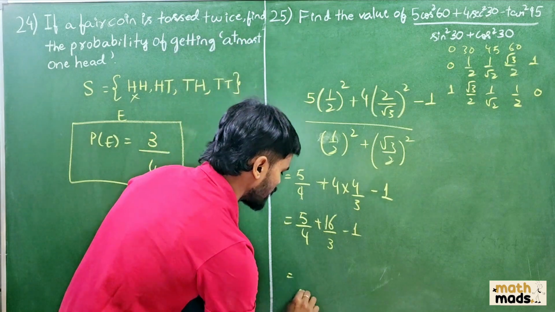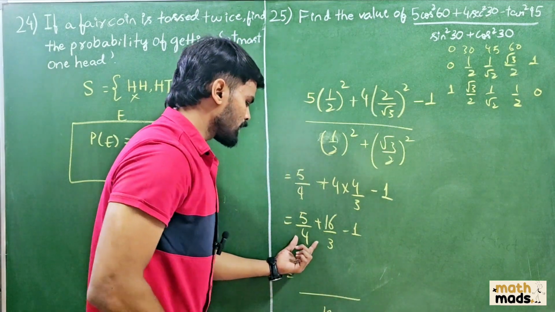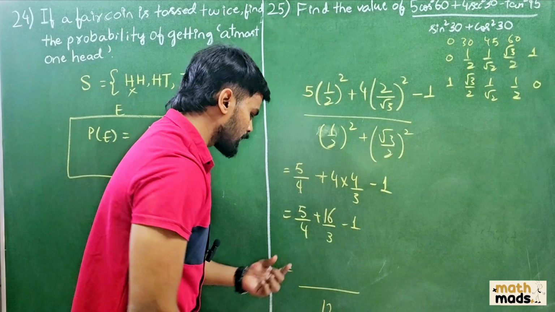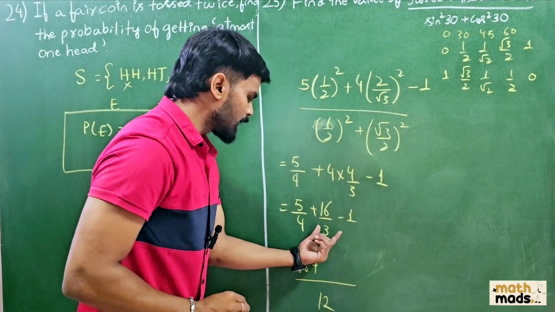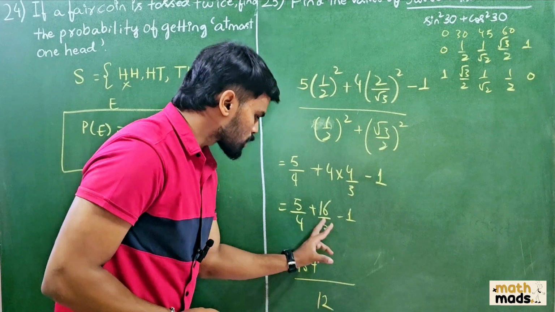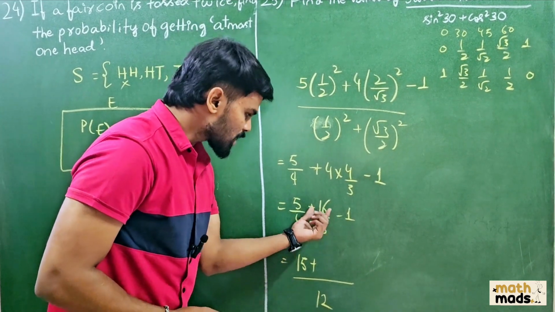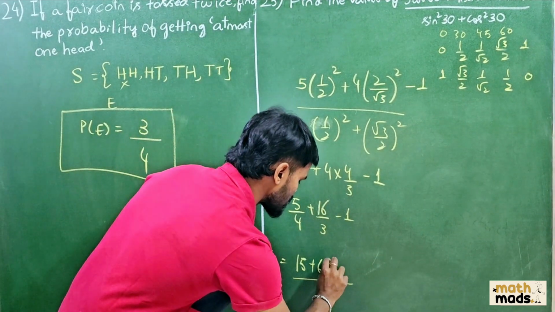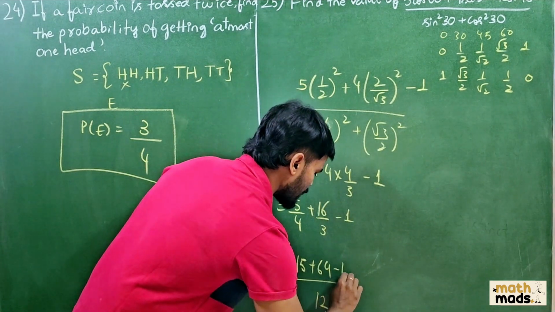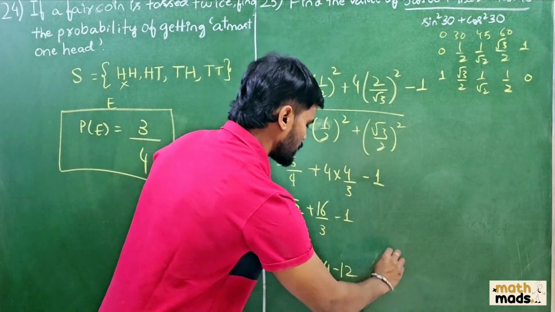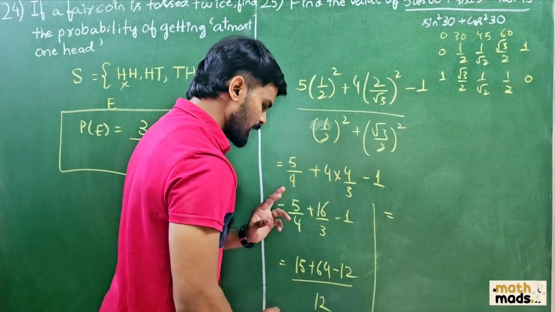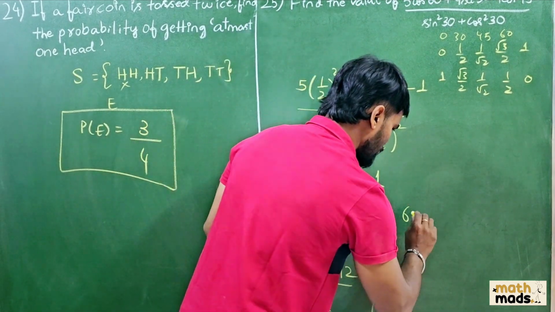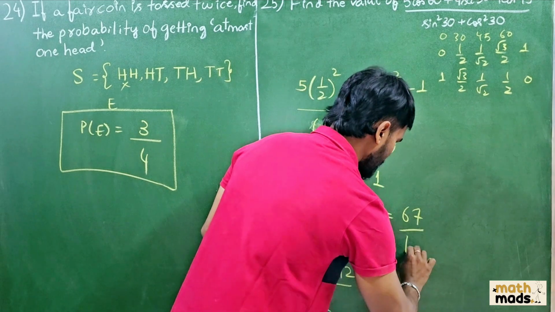LCM here will be 12. Here 4 is there in the denominator. So 5 into 3 is 15 plus. Here 3 is there in the denominator. To make it 12, you should multiply with 4. So 16 into 4 will give you 64. Here 1 is there, minus 12. What will you get the answer as? Which is equal to 64 plus 15 is 79 minus 12 is 67 by 12.